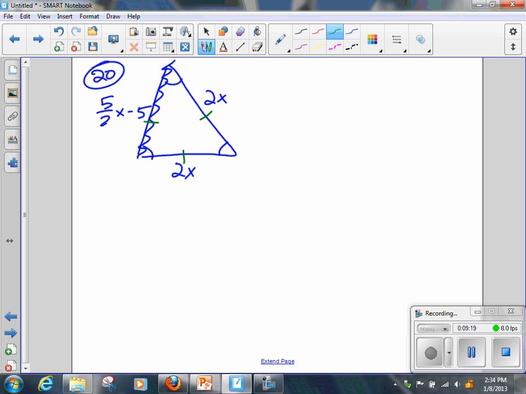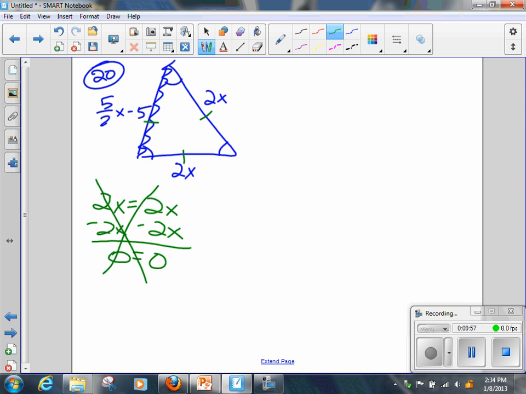So how many of you would have said 2x equals 2x? But is that going to help you do anything? No, you just start chasing your tail, going around and around, and you don't get anywhere. Look what would happen: 2x equals 2x, 0 equals 0. Well, can it be 0? No, because then what would your length be? 2 times 0 is 0. Can you have a triangle whose side measures are 0? No, that doesn't make sense. So we can't do that, but what can we do?